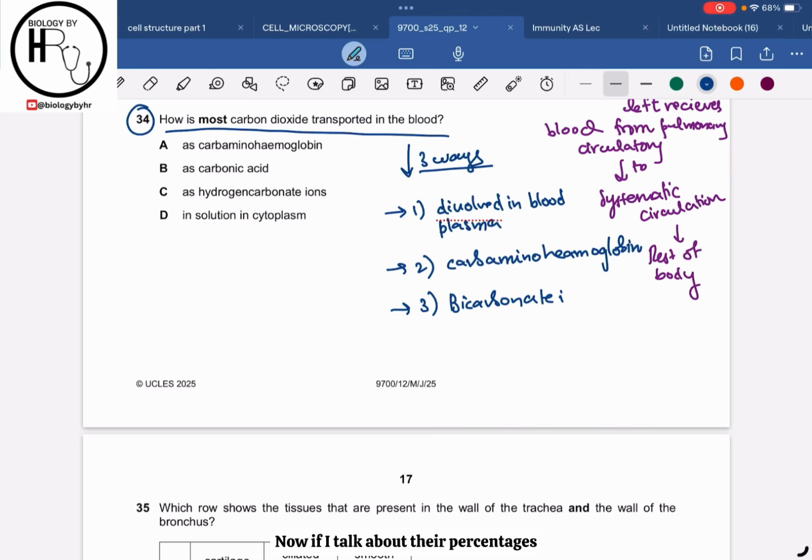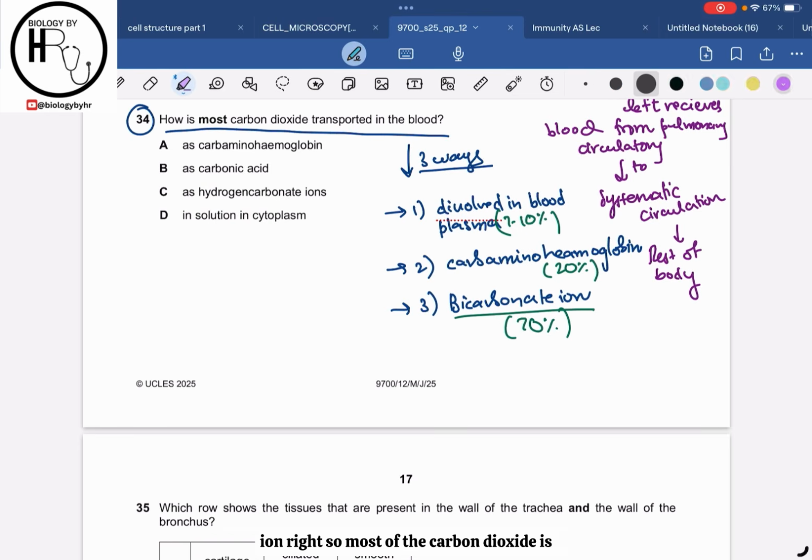Now if I talk about their percentages, that is how many percent is dissolved in the blood plasma, almost 7 to 10% is carried by dissolving in the blood plasma, and then 20% is carried as carbamino hemoglobin, and 70% is carried as bicarbonate ions, right? So most of the carbon dioxide is transported in the blood in the form of bicarbonate ions or hydrogen carbonate ions. So hence option C is our correct answer over here. I hope that this MCQ is clear to all of you.